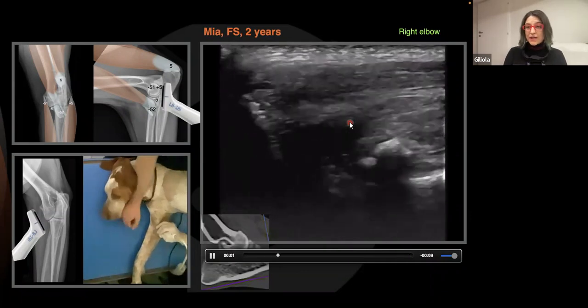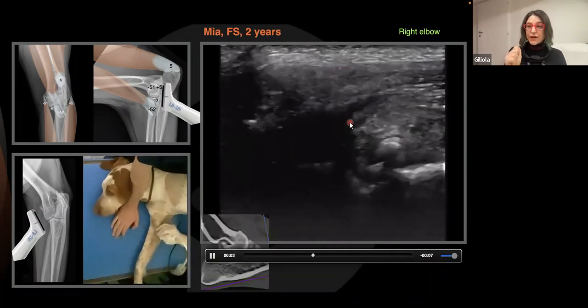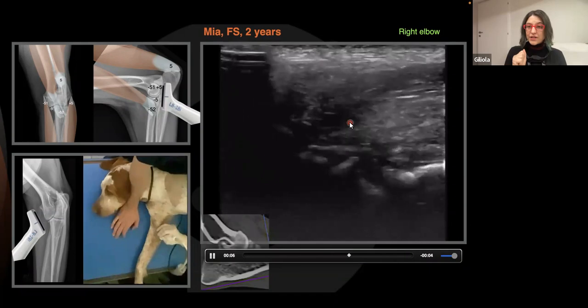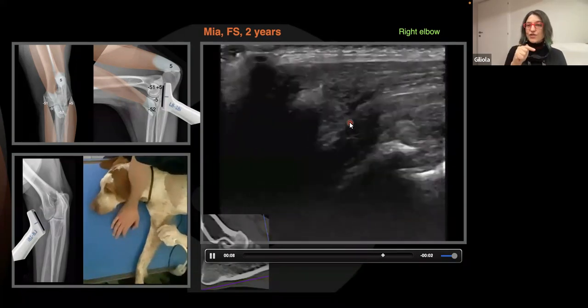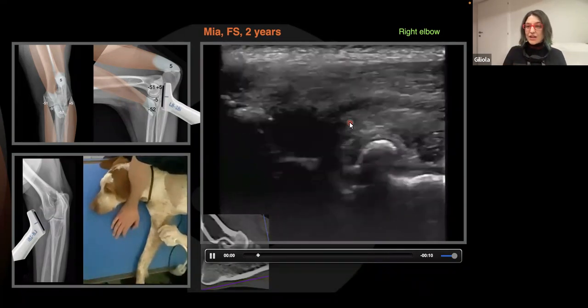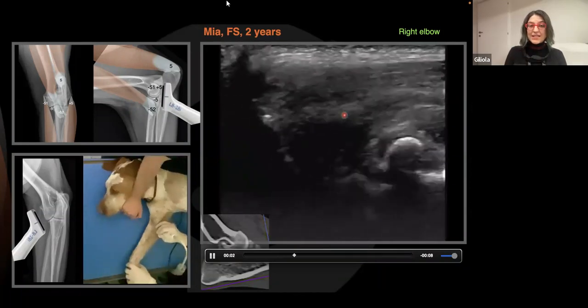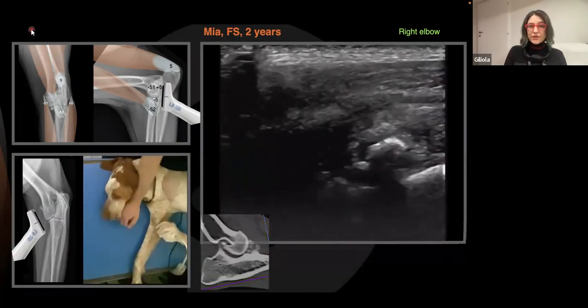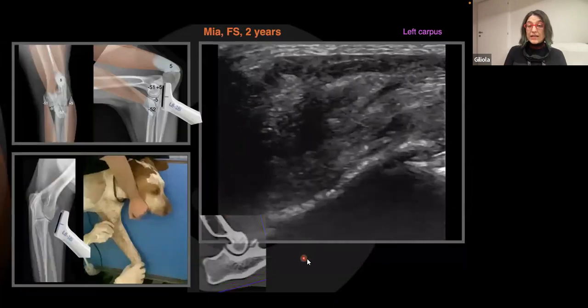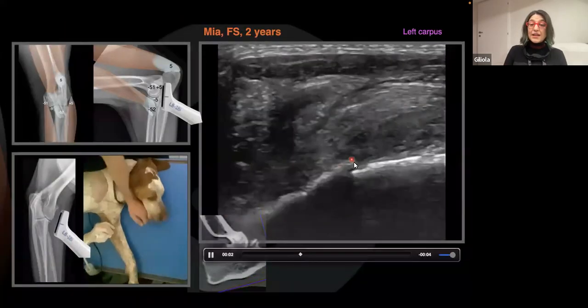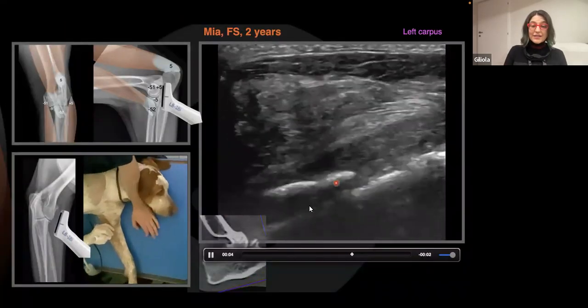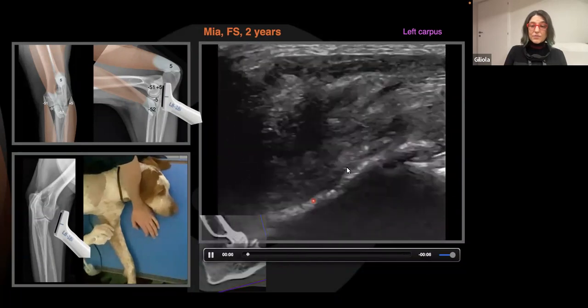What is very nice about ultrasound is that if you find a hyperechoic region, then you touch that region and you see if the dog is reacting or not. So you can actually say when a region is very important or of no clinical significance. This is the left elbow. Again, it is not perfect because we have a large piece of bone.